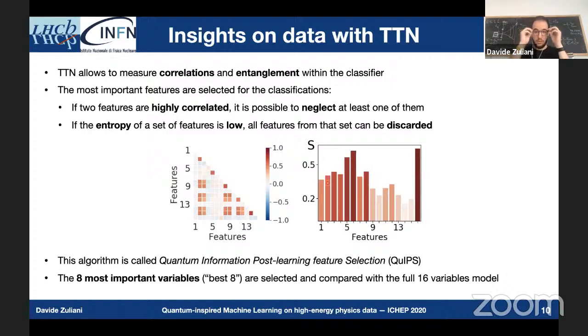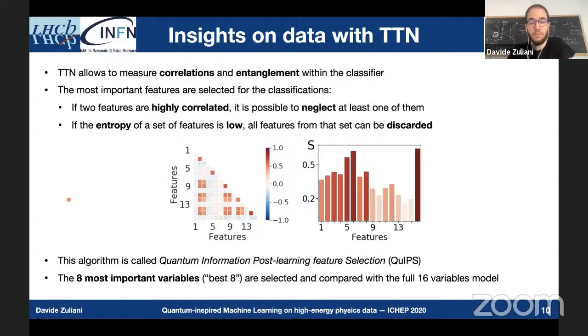We went further because we would also like to measure correlation. We would like to understand the relations between the features, between the inputs that we've used. Since the tensor network relies on this quantum approach, we can measure correlation, entanglement and entropy. For example, if two features are highly correlated, is it possible to neglect at least one of them? And if the entropy of a set of features is low, then all the features coming from that set can be discarded. This algorithm that performs this kind of selection is called quantum information post-learning feature selection.